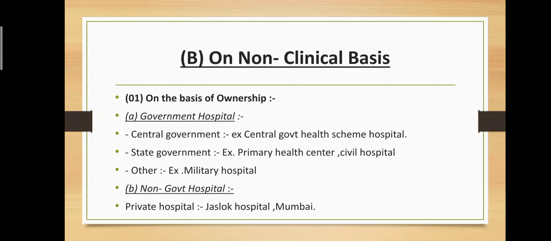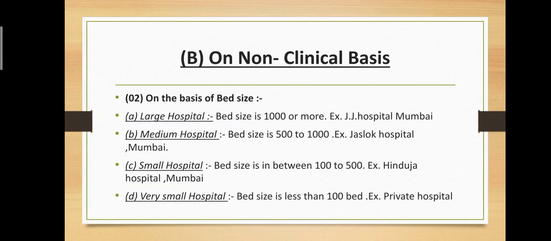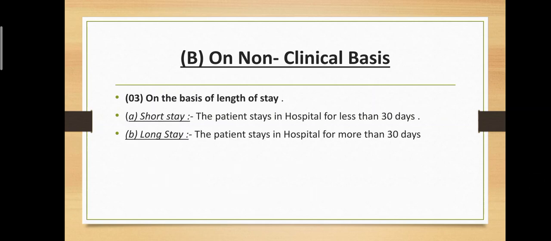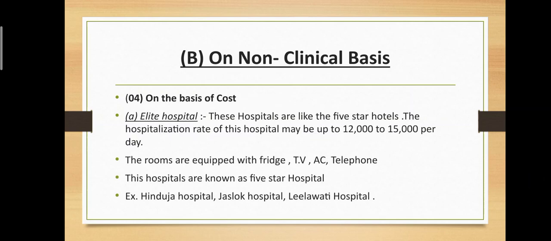On a non-clinical basis, there are subtypes: on the basis of ownership, which is also subdivided into 2 types: government hospital and non-government hospital. Second, on the basis of bed size, there are 4 subtypes: large hospital, medium hospital, small hospital, and very small hospital. Third, on the basis of length of stay, there are 2 subtypes: short stay and long stay.